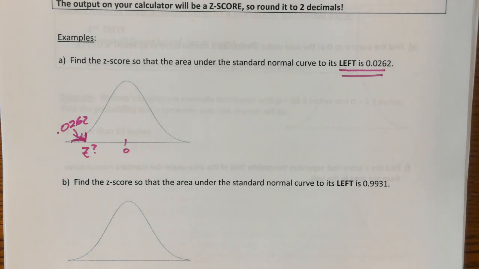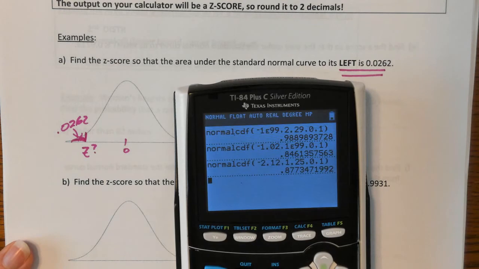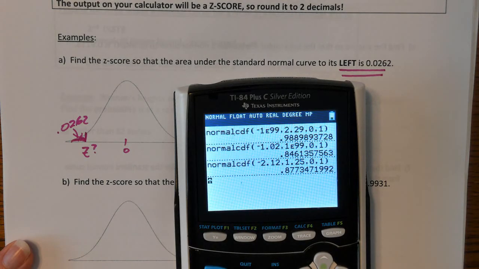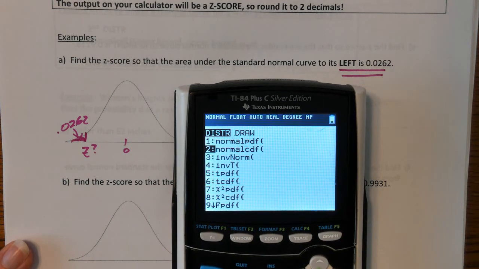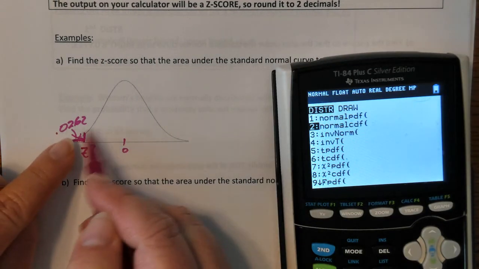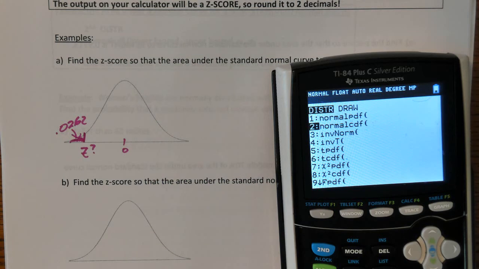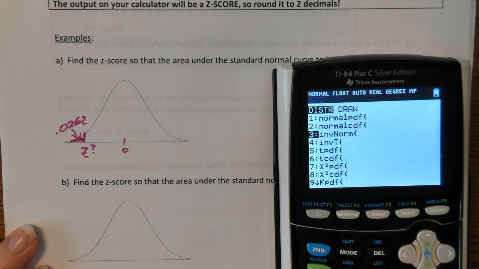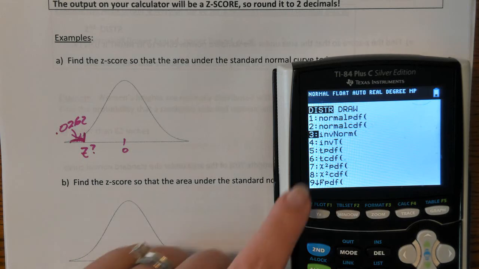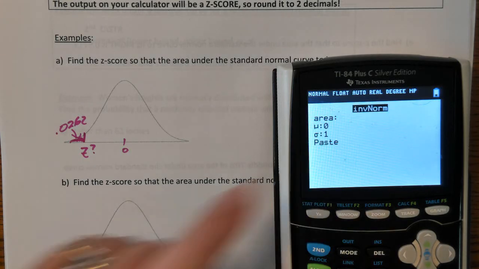Okay? Now, remember, normal CDF, we give it the region, the lower bound and upper bound, and it gives us the area. This time, we don't know the z-scores. What we know is the area. So here's what we're going to do. We are going to pick inverse norm. That's option 3, INV norm.